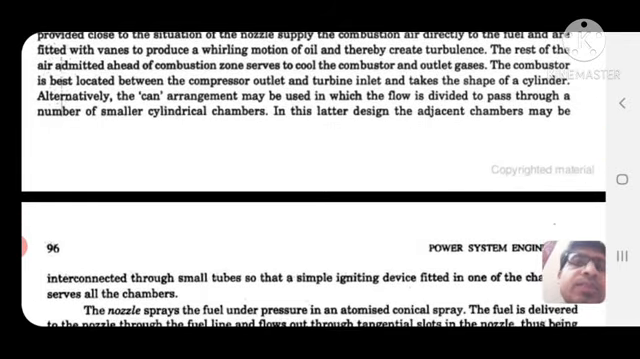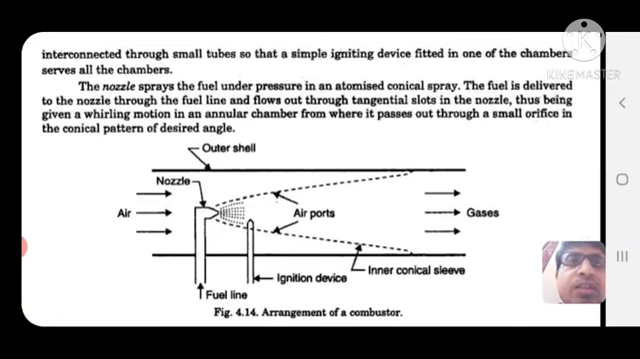Alternatively, the can arrangement may be used, in which the flow is divided to pass through a number of smaller cylindrical chambers. In this latter design, the adjacent chambers may be interconnected through small tubes so that a simple igniting device fitted to one of the chambers serves all the chambers.